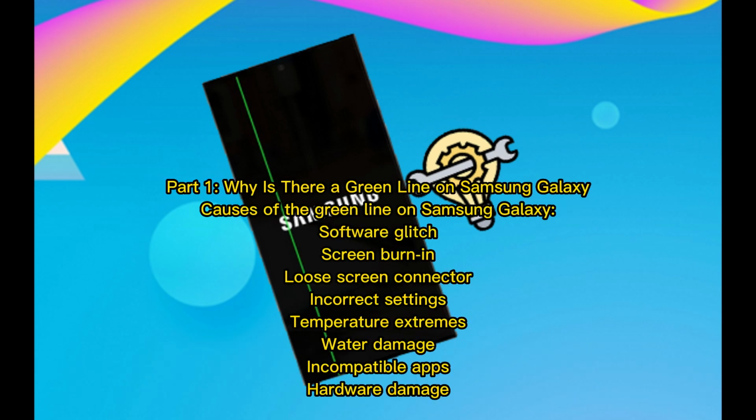Part 1. Why is there a green line on Samsung Galaxy? Causes of the green line on Samsung Galaxy: software glitch, screen burn and loose screen connector, incorrect settings, temperature extremes, water damage, incompatible apps, hardware damage.